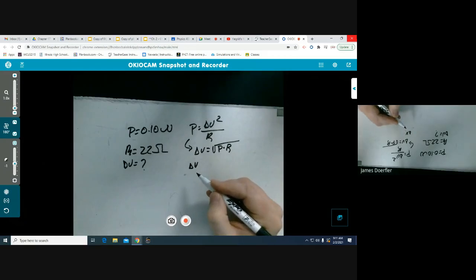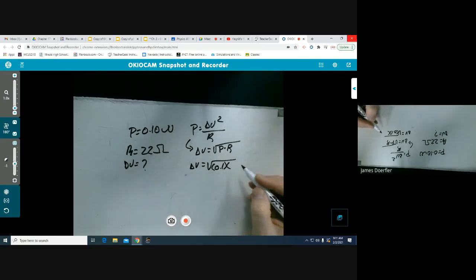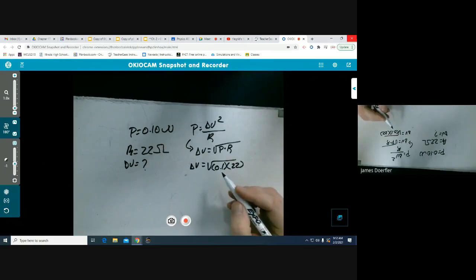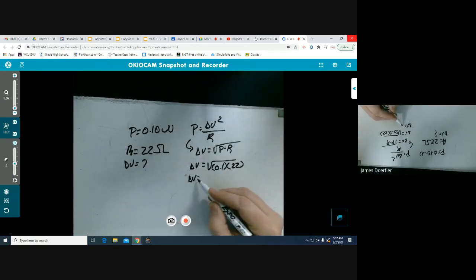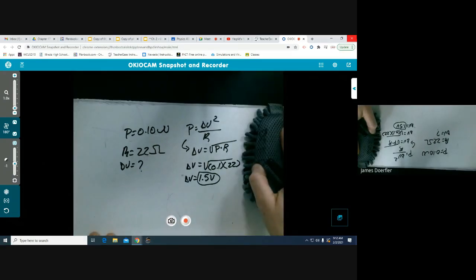So, again, go ahead and solve this. What are we at? Good enough. 1.5 volts, 1.48 volts. Very good. Now, I've got one more I want to do.